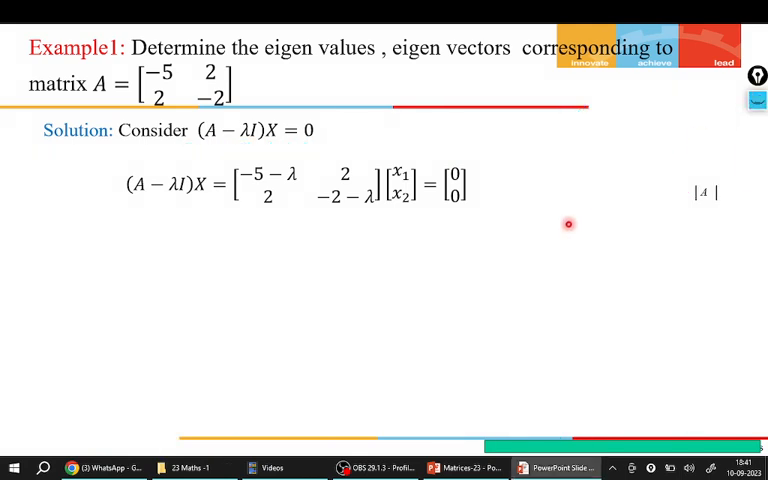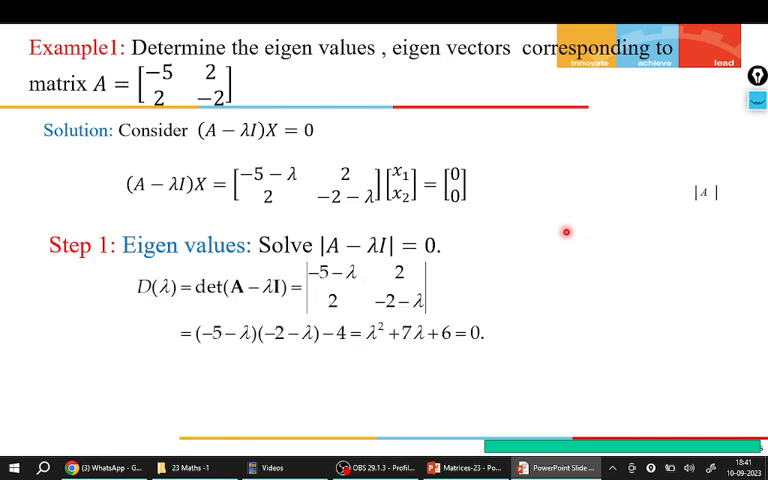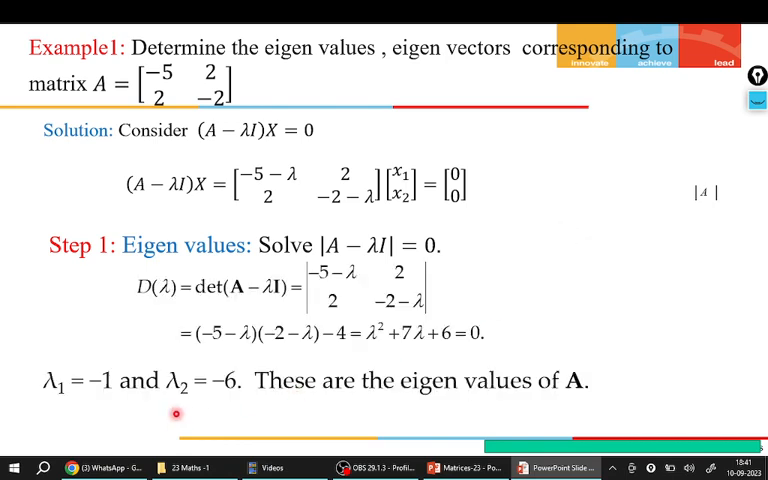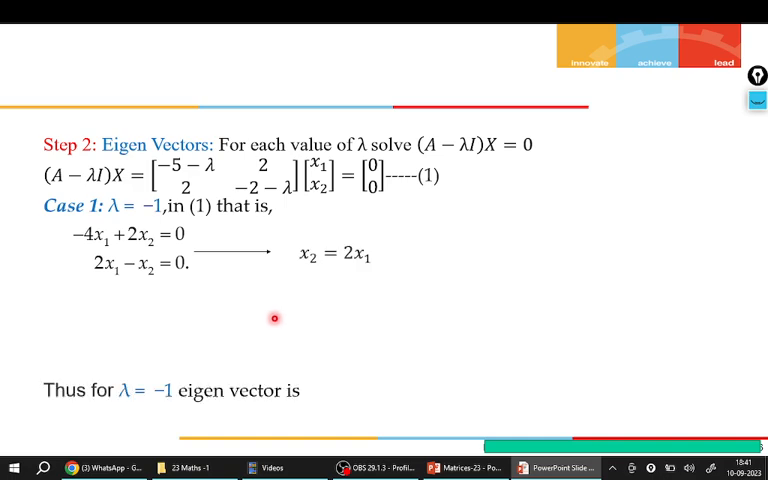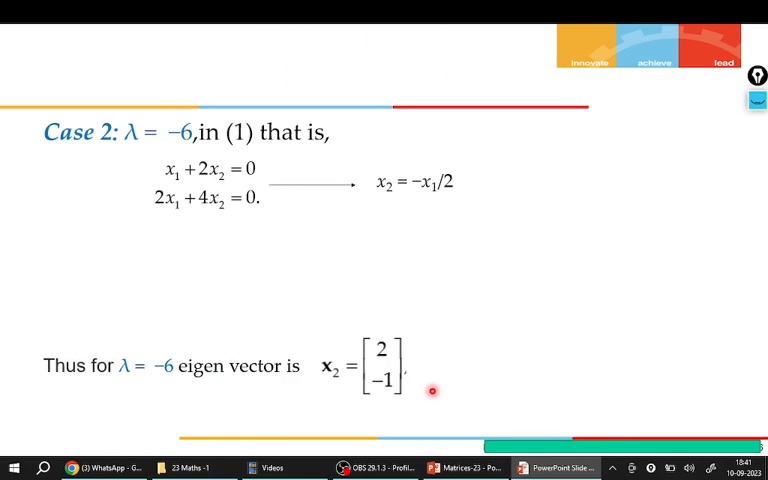So that was example 1, where we got eigenvalues in step 1 and eigenvectors in step 2. For case 1, lambda is minus 1, and we got the eigenvector 1, 2. For case 2, for minus 6, this is the eigenvector. I explained the way I derived it, and you can do it that way. 2, minus 1 or minus 2, 1, both are correct answers, because when you multiply that vector by minus 1, only the signs of the components change.